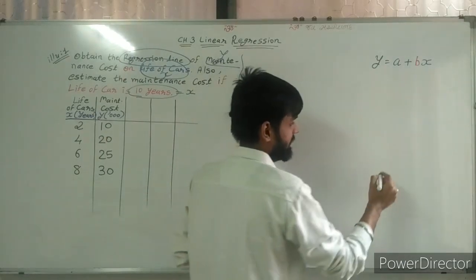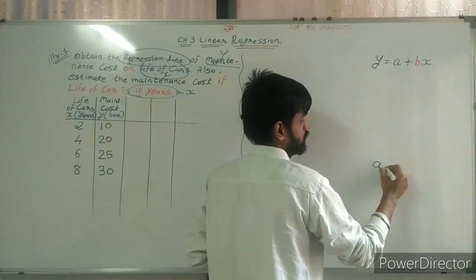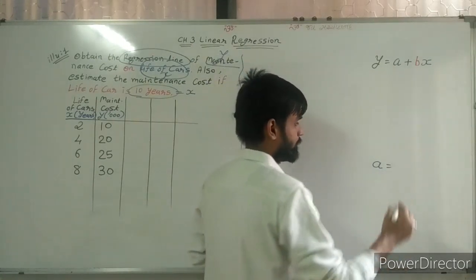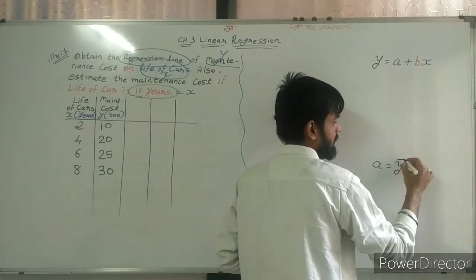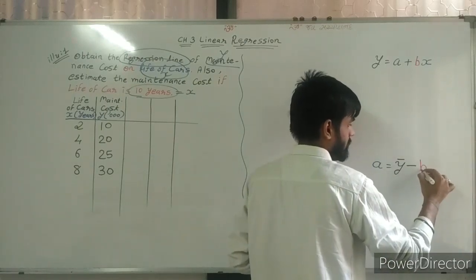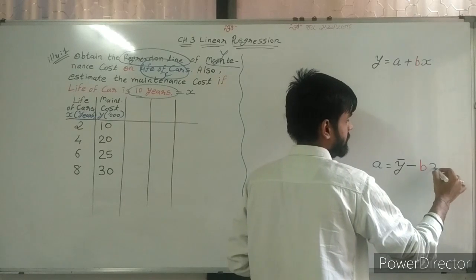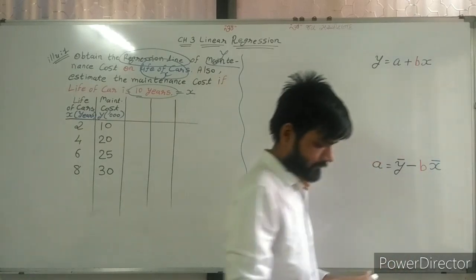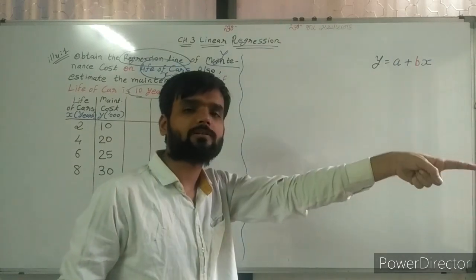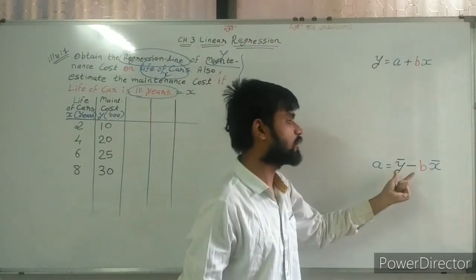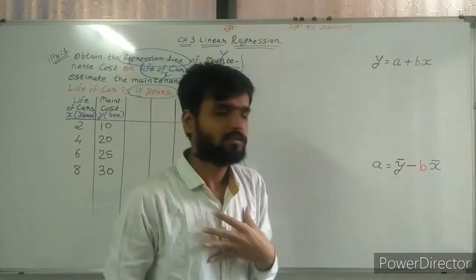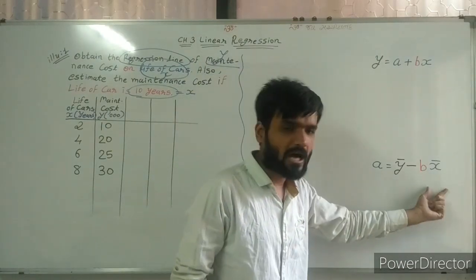So how can we find a, sir? So a is equal to y bar minus b x bar. This is my second formula. That is also learned in the last lecture. So a is equal to y bar minus b x bar. So for that what do we need? We need y bar, x bar and b.